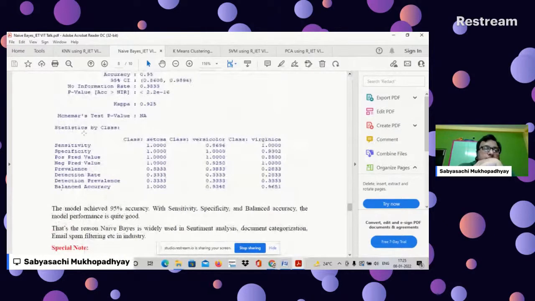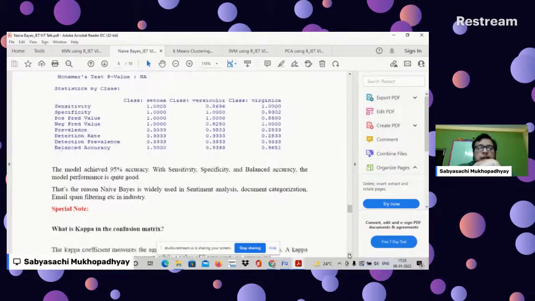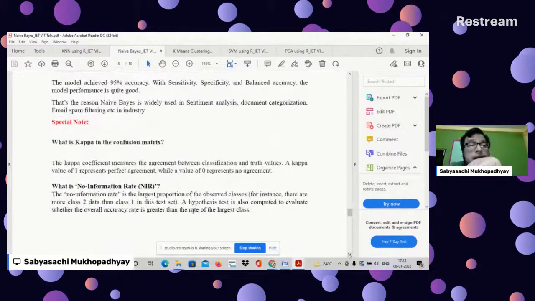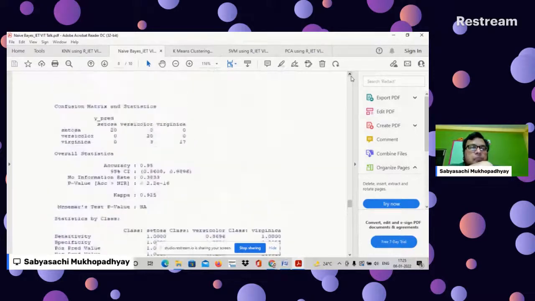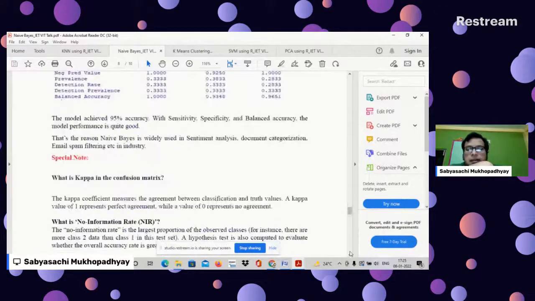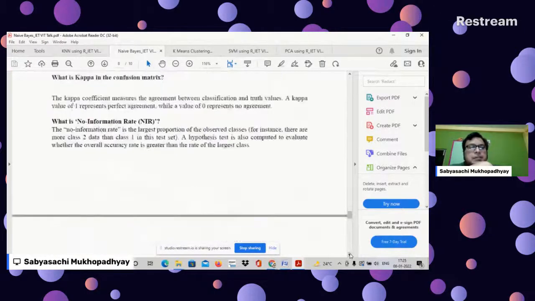As the output you will get a lot of interesting things which you need to know, so I have mentioned them in the special notes section. For example, what is kappa in the confusion matrix? The kappa coefficient gives you the agreement between the classification and the truth value. A value near 1 is perfect agreement, and 0 means no agreement. What kappa value did we get here? Apart from the 95% accuracy, the kappa value is 0.925, which means 92.5%, a very good kappa value. A kappa value near 1 means your system's agreement is highly appreciable.